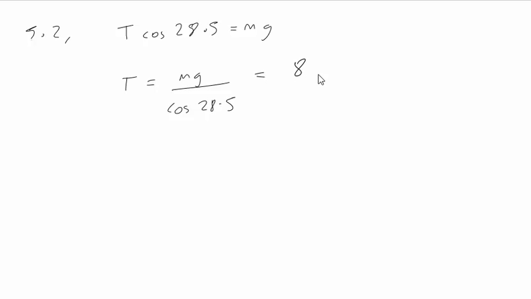In 5.2, we're to find the tension in each rope. Well, the tension times the cosine of 28.5 is supporting the weight, mg. So the tension is mg over cos 28.5. The mass, we're told, is 85 kilograms. g, as usual, 9.81, over cos 28.5 gives a tension of 948.8 newtons, or 950 newtons.